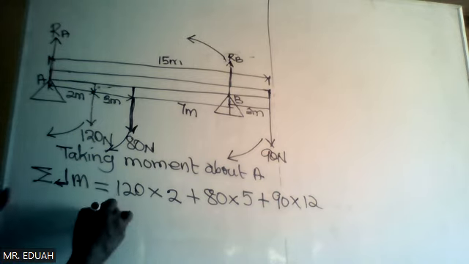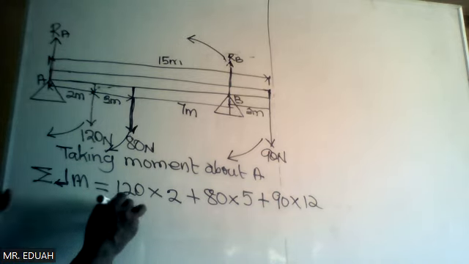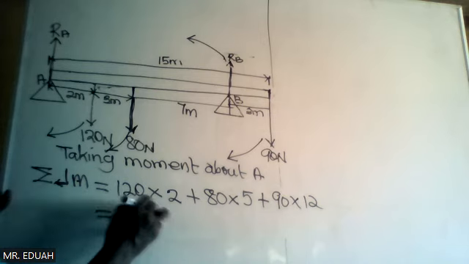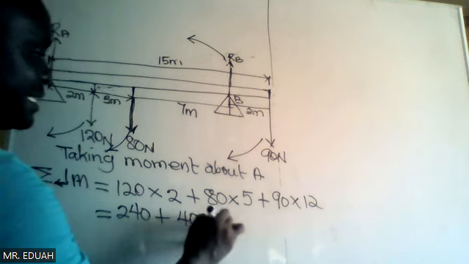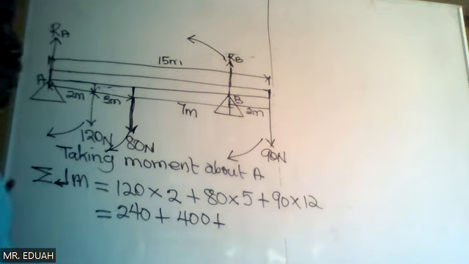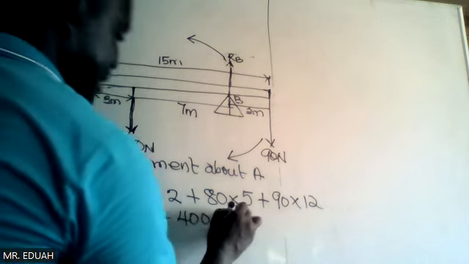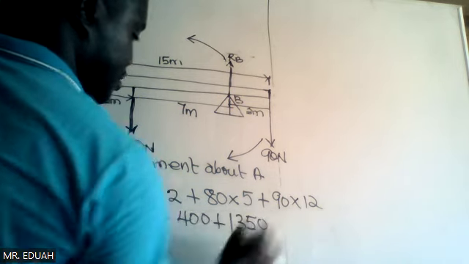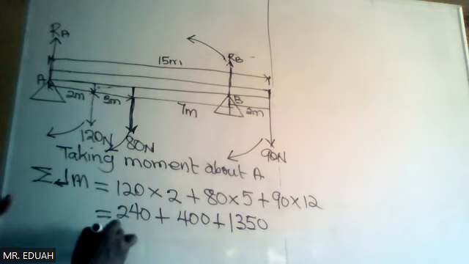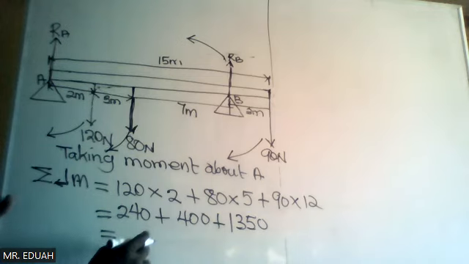Okay, so let's sum everything. We have 240 plus 400 plus, what is 12 by 9? 12 by 9 is 108, so 1,080. So let's sum everything up: 640 plus 1,080.